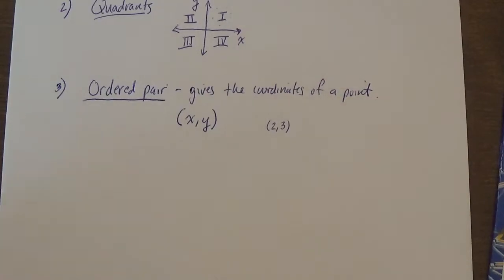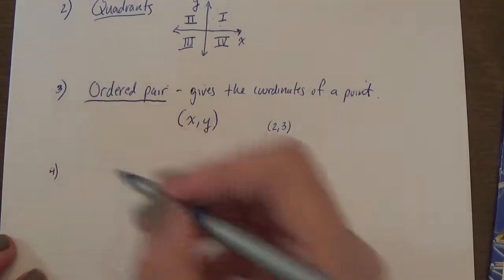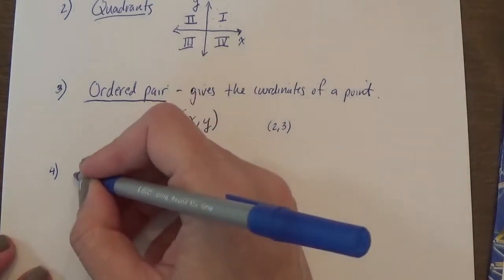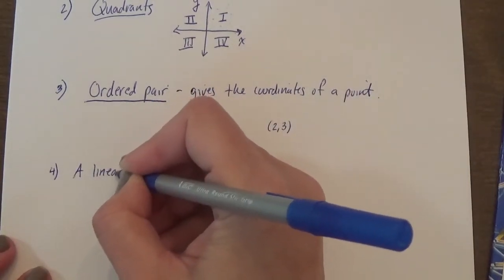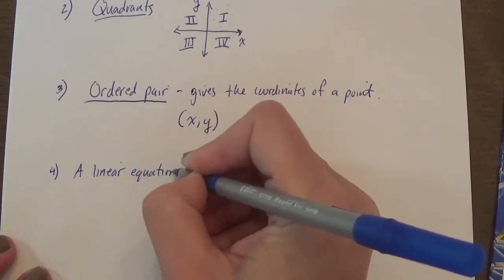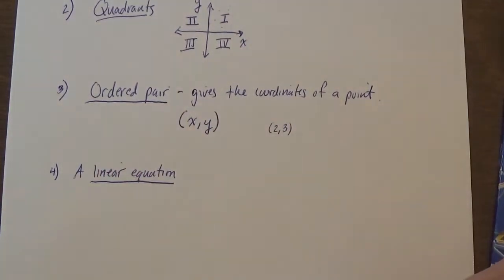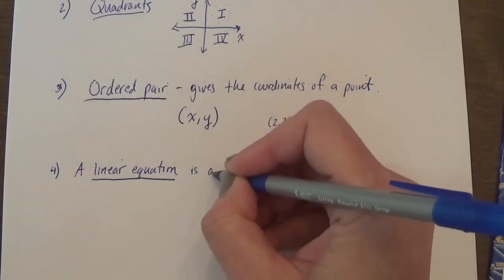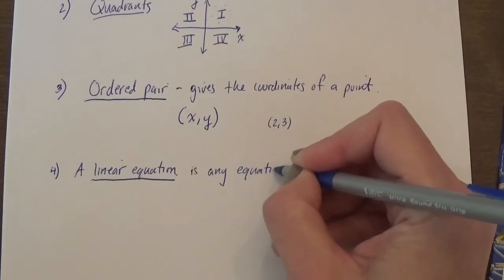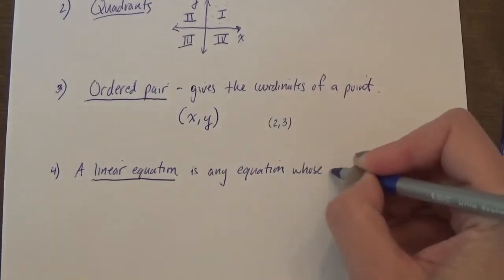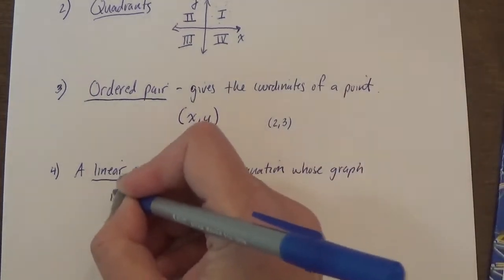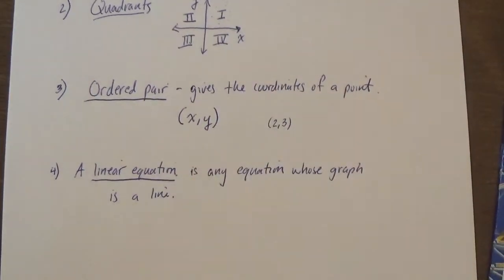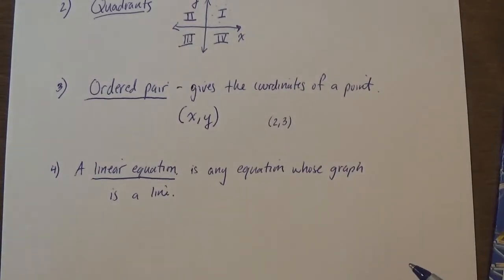Okay. Next, a fancy term, but really it's just trying to be descriptive, is you need to know what it means when you have a linear equation. So a linear equation is just an equation that when you graph it gives you a line. So we're going to say a linear equation is any equation whose graph is a line. All right, so if I tell you I'm giving you a linear equation, you would know that when you graph it, you're going to make a line.